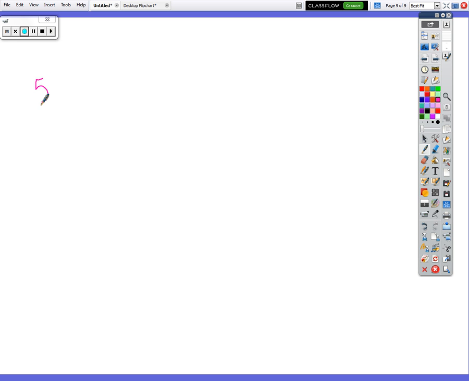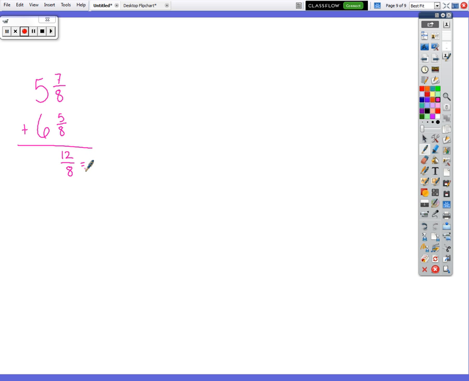So let's do 5 7/8 plus 6 5/8. Okay, 7 plus 5 is 12. I put that over my 8. Okay, it's an improper fraction, so I need to figure this out.